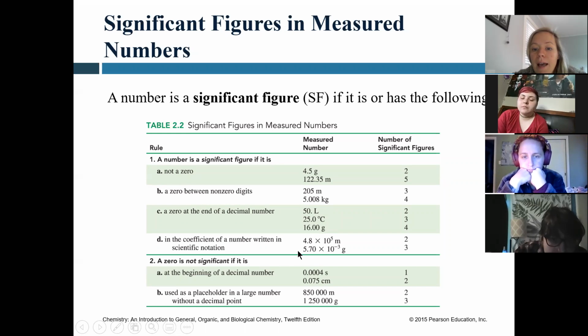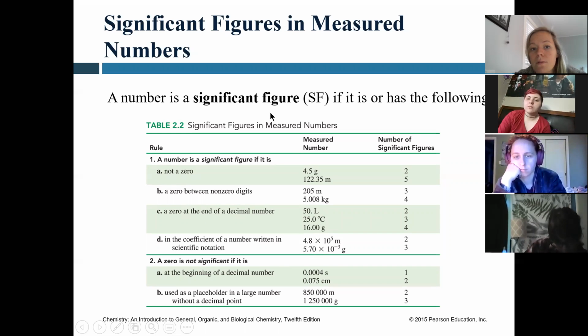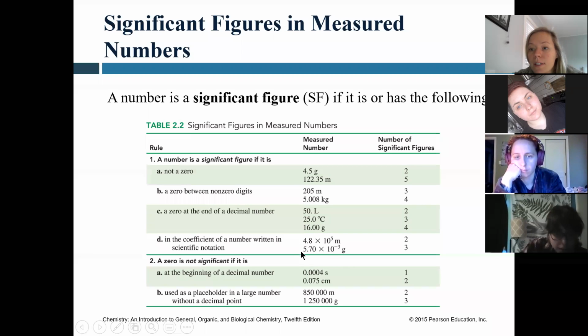If you are looking at a number in scientific notation, all of the values in the coefficient are significant. So 4.8, we would say 2 sig figs. 5.70, all three of those are significant. Again, the writer wouldn't add the 0 if it didn't indicate some sort of precision or significance.